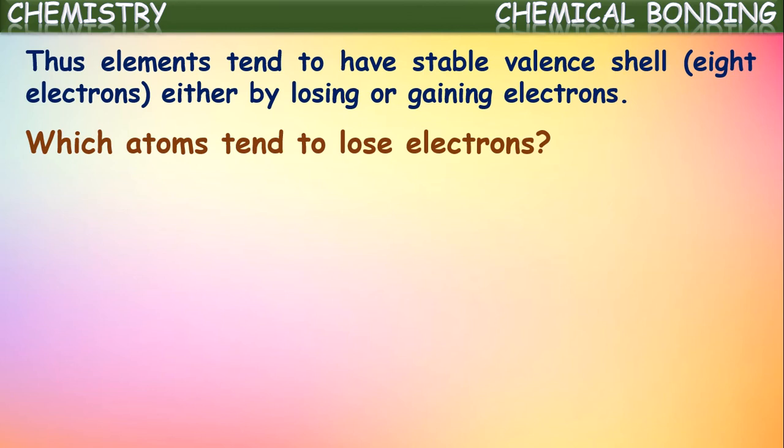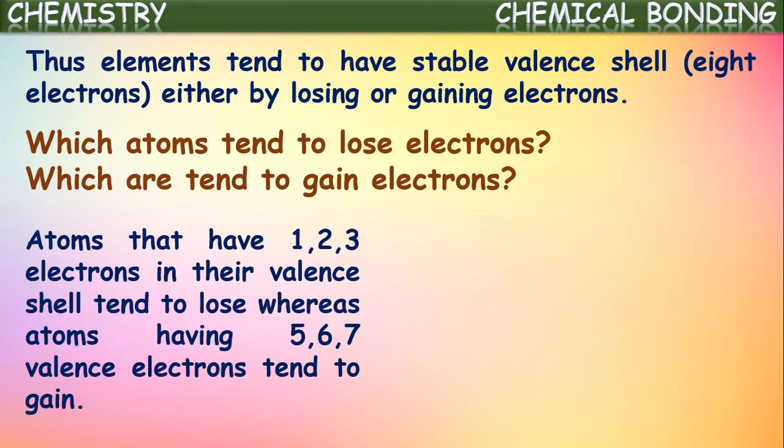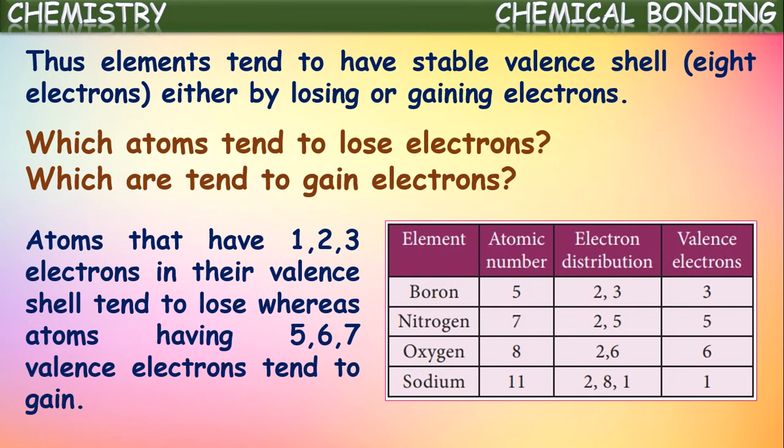But here we may get one doubt. Which atoms tend to lose electrons and which atoms tend to gain electrons? Generally, the atoms with 1, 2 or 3 electrons in their valence shell tend to lose electrons, whereas the atoms having 5, 6 or 7 electrons in their valence shell tend to gain electrons and hence they get an octet configuration. If you observe boron, its atomic number is 5 and its configuration is 2, 3. As it has 3 electrons in its valence shell, it may lose these 3 electrons to become stable like helium.